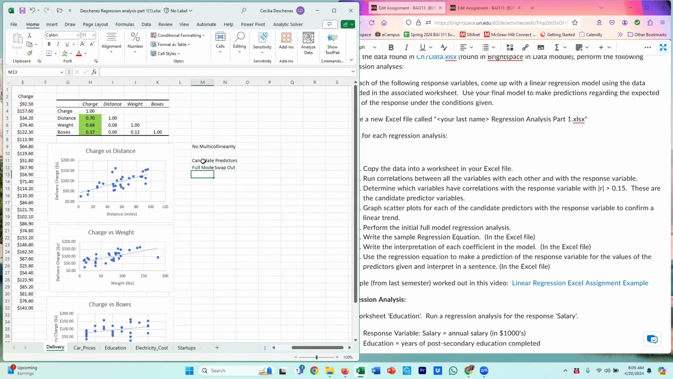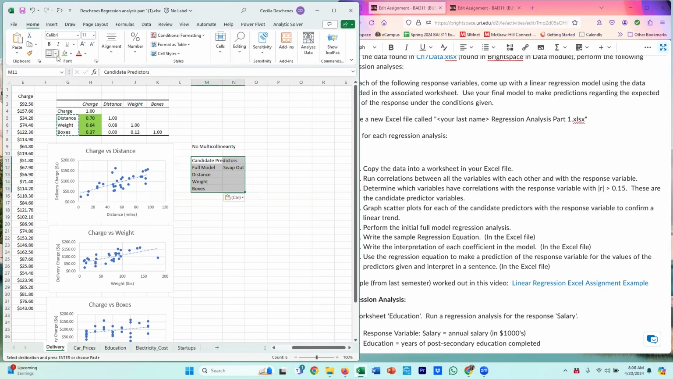And this is where you look for multicollinearity, when you have two of your predictors that you cannot include both of them. Let's say instead of 0.08, that had said 0.8. Then I would need to probably check that one and maybe not use both weight and distance at the same time. All right, so this one, we're going to use all three. We've got a green light on all three. There's no multicollinearity. There's no swap out.